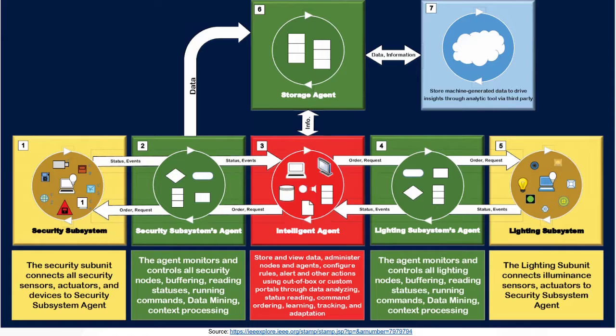So here is a diagram of the security subsystem. The security subunit connects all security sensors, actuators, and devices to the security subsystem agent. The agent monitors and controls all security nodes, buffering, reading statuses, running commands, data mining, and context processing. This data is then passed along to the storage agent, which can communicate with the cloud and the butler.